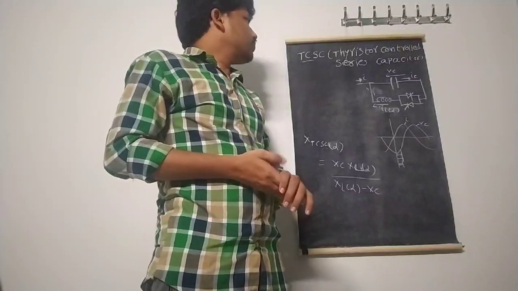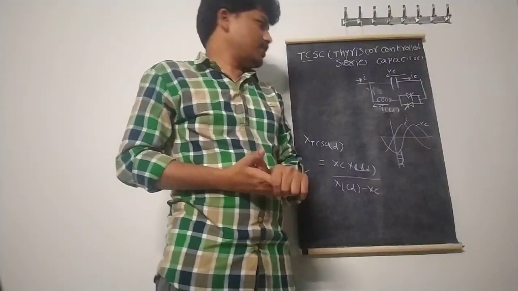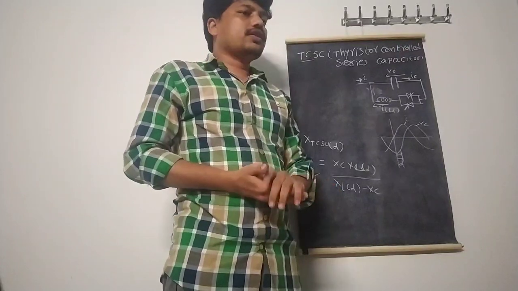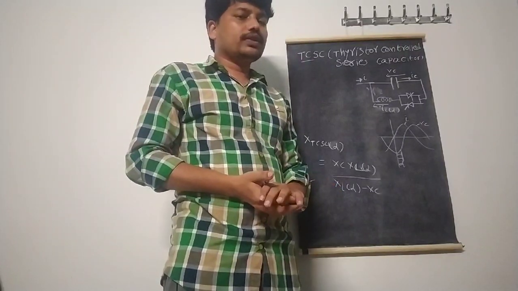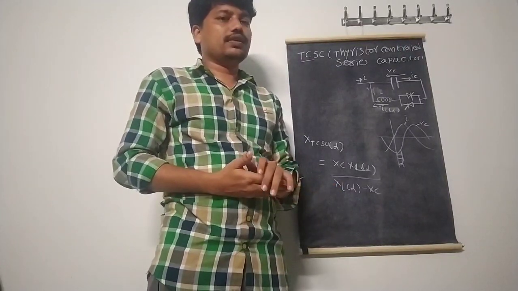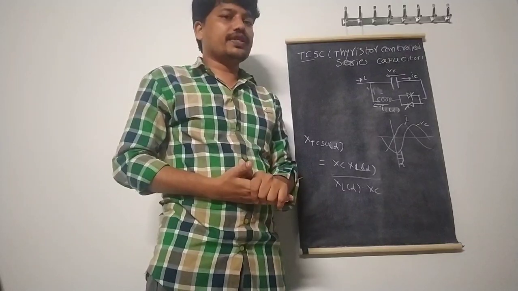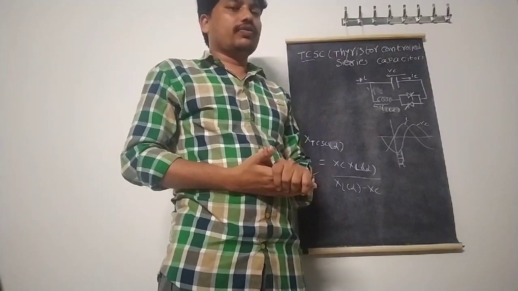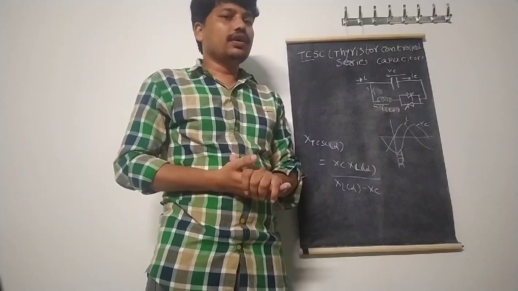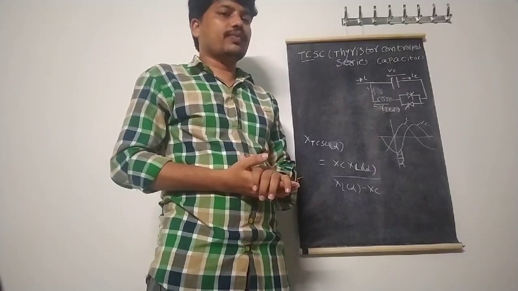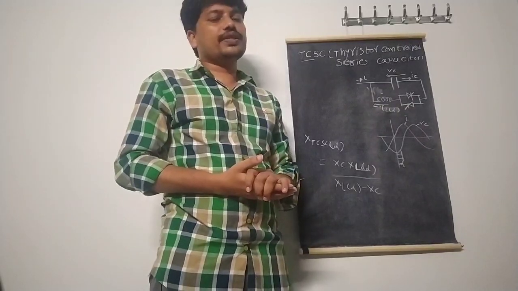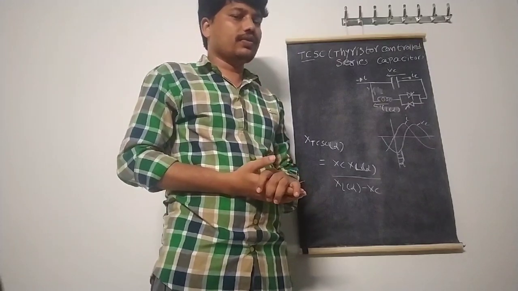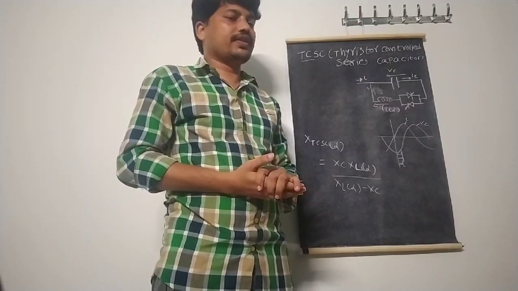So welcome to the course on flexible AC transmission systems. In the last class we discussed the various kinds of series compensation techniques. The first technique is GCSC, and in that we discussed GCSC operation, modes of operation, and VA characteristics, already seen in the previous class.